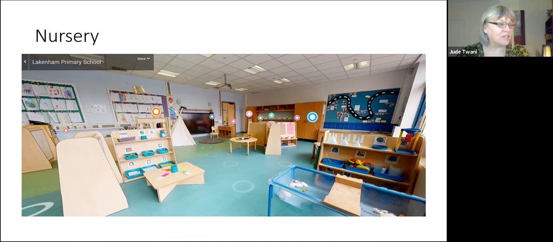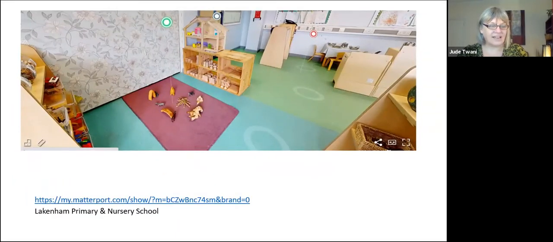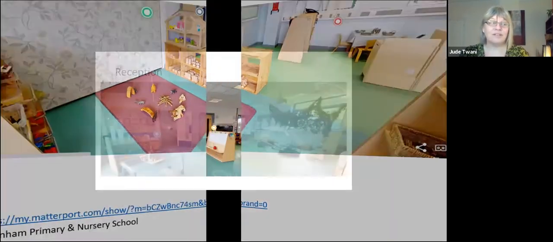And I want to move it on to another slide, another image of that. And I've put the link at the bottom there. It's Lakenham Primary and Nursery School. So if you're interested in having a look at it, you'll be able to find that. But here again, you can see some aspects of the nursery classroom. Now, the next slide is going to show you what the reception classroom looks like.